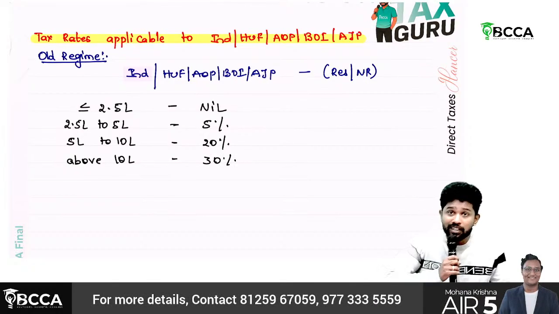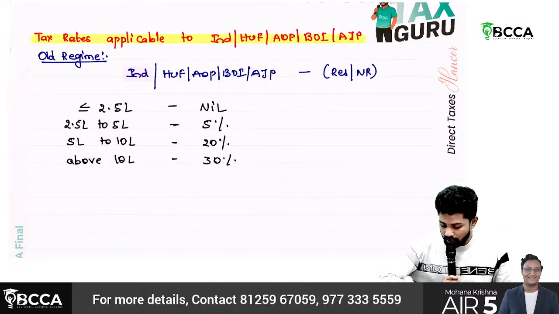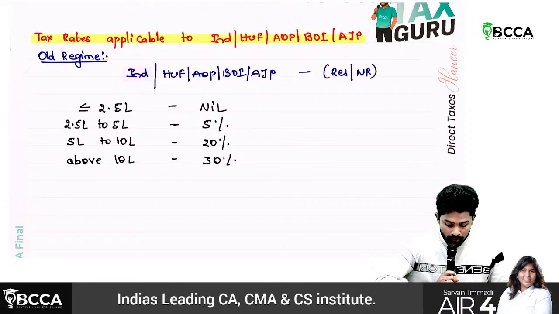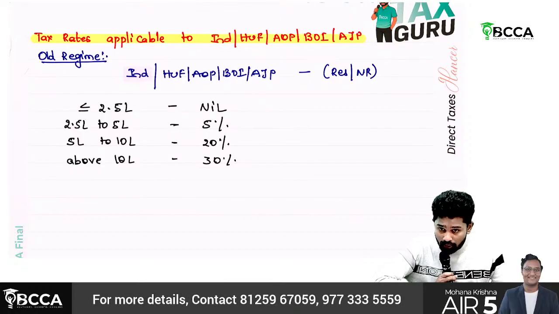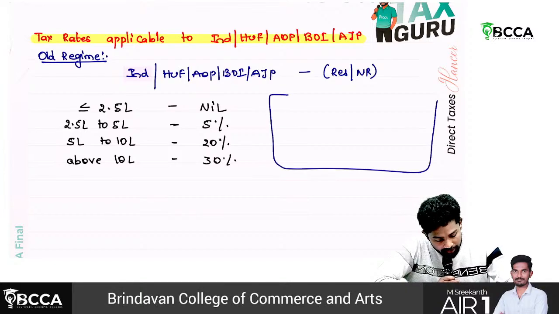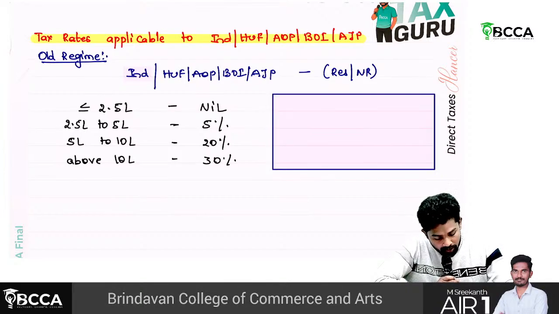If it is above 10 lakhs, then the tax rate is how much? 30%. Up to 2.5 lakhs, nil. 2.5 lakhs to 5 lakhs, 5%. 5 lakhs to 10 lakhs, 20%. Above 10 lakhs, 30%. Here, especially for individual, I am writing in this box.